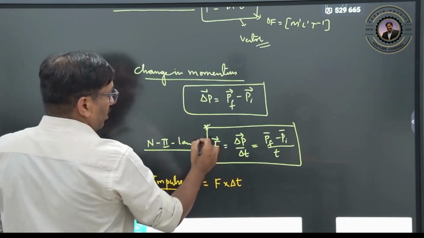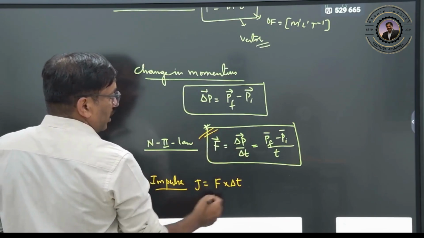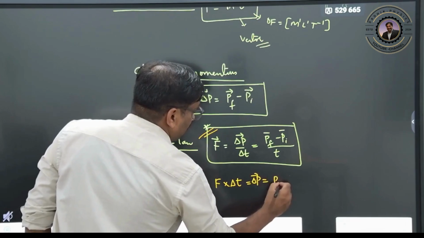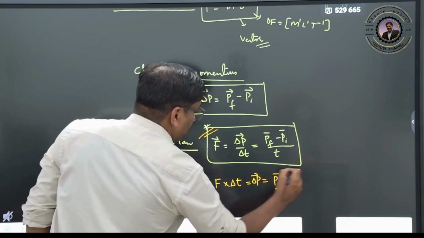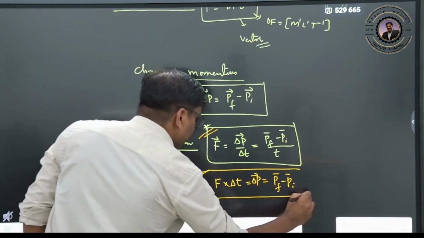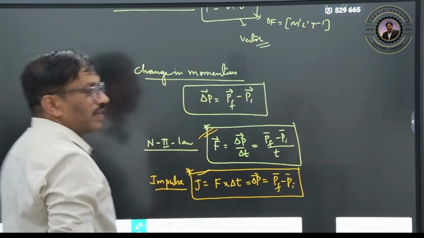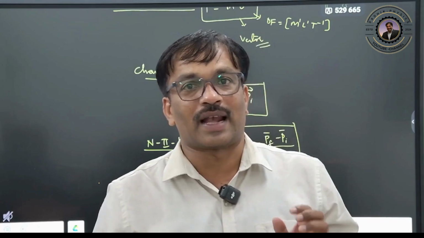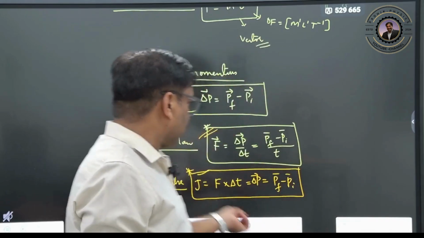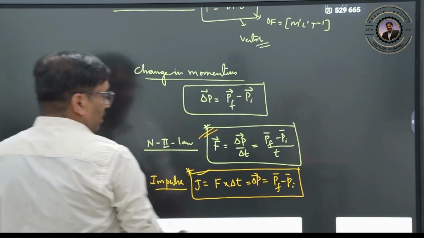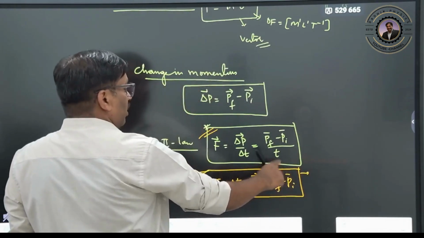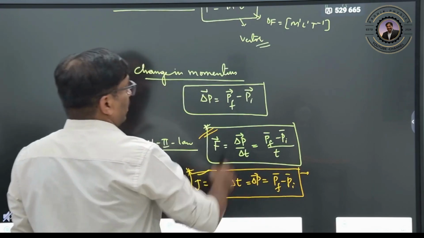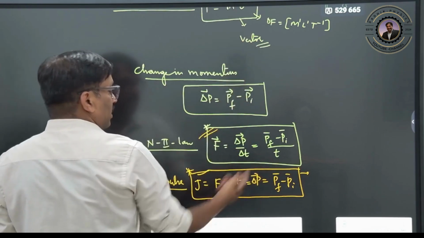So from this formula you can rewrite it as force into time. Therefore change in momentum, that is final momentum minus initial momentum, is what we call impulse. If they ask for impulse at any time, you can multiply force and time, or you can calculate the change in momentum. Therefore, the unit of momentum and the unit of impulse are both the same, because impulse is nothing but a change in momentum.